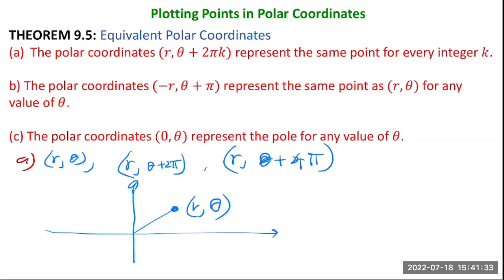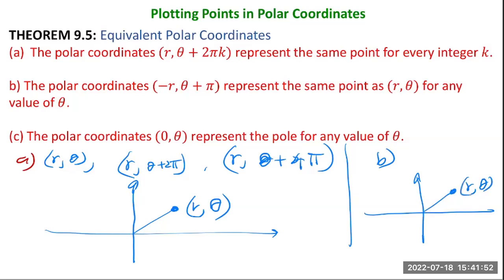Okay, the second part. What about the second part? The polar coordinates minus r comma theta plus pi represent the same point as r comma theta. Can we justify that? Well, let's mark r comma theta. Let's say r comma theta is here. Then what is minus r comma theta plus pi?